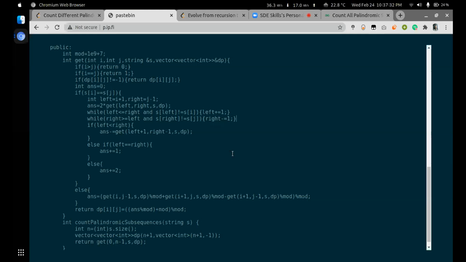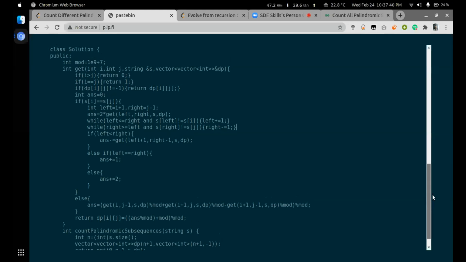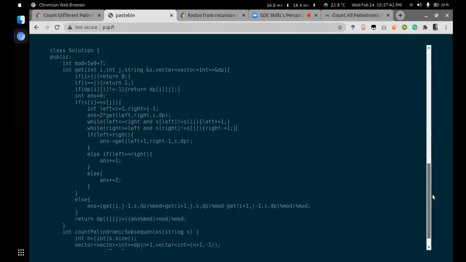In spite of that, he's making that call to the get function, but he's always reducing the coordinates. At any point of time you are not going to cross, because you always drop one left side character or the right side character. You have to shrink always, right? So he's getting rid of the repeated sub-problems, right?